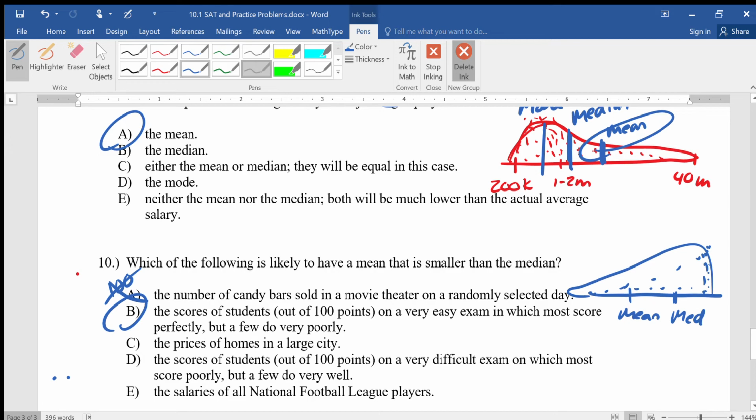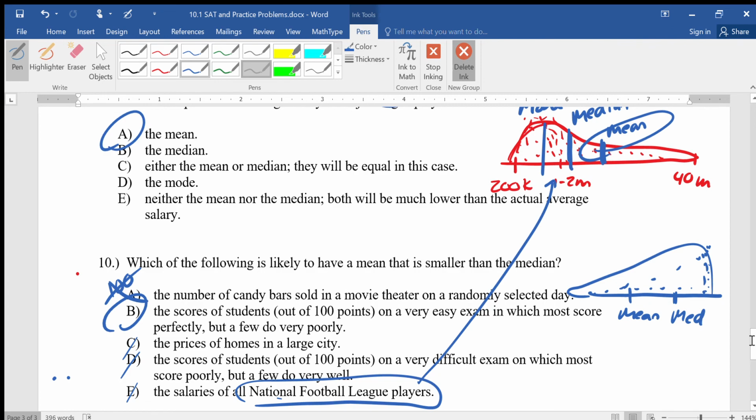Okay, we can go through the rest if you want to, but just to save time on this video, none of these are actually going to end up working. Okay, we did prices of homes in Addison. We did that earlier this year. So we showed that this had a right skew. The scores of students on a very difficult exam, which most do poorly but few do well. We did this one in class. That's got a right skew. And the salaries of all national football players, that's probably going to be similar to the one that we did up here for baseball players, which also has a right skew. So B is the only one that sounds like it would work in this case.